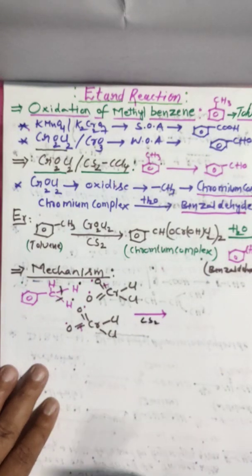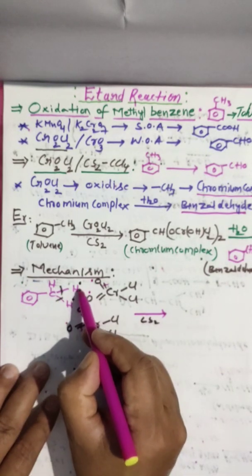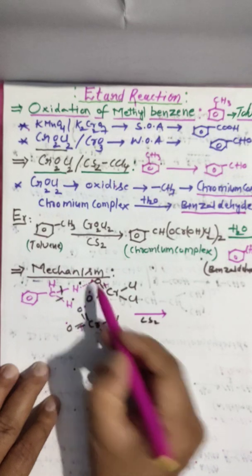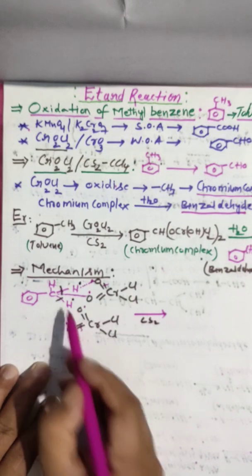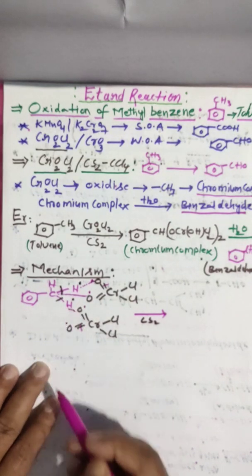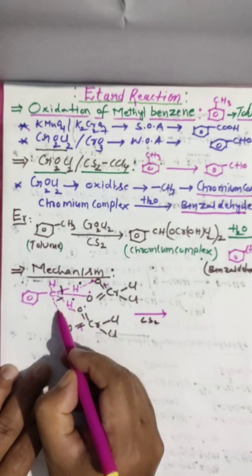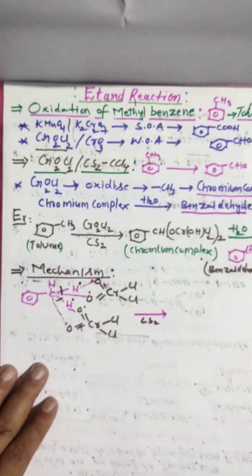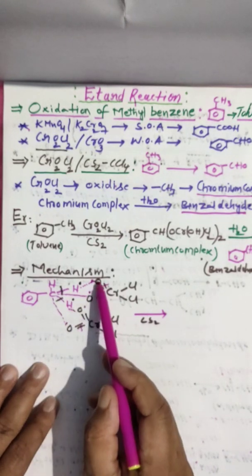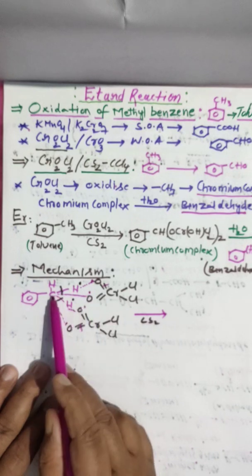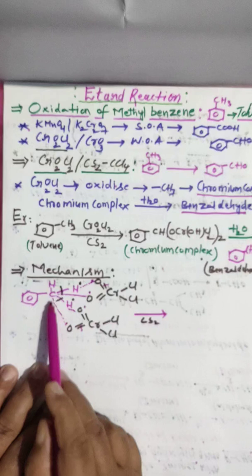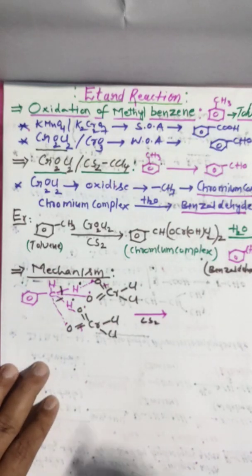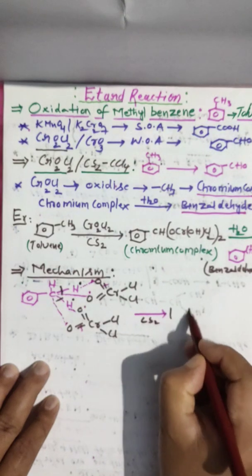Already we took this hydrogen bonded with this oxygen, this oxygen bonded with this carbon, this hydrogen bonded with this oxygen, and this oxygen bonded with this carbon. See here, clear? Then finally what you are getting? The product you are getting is a complex.